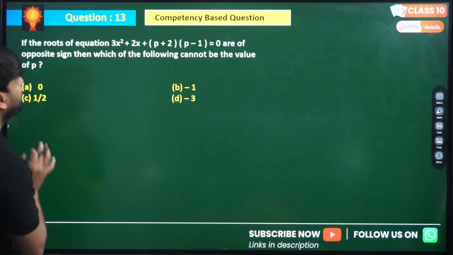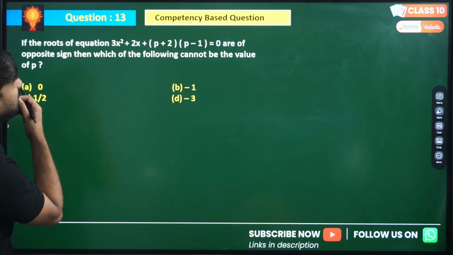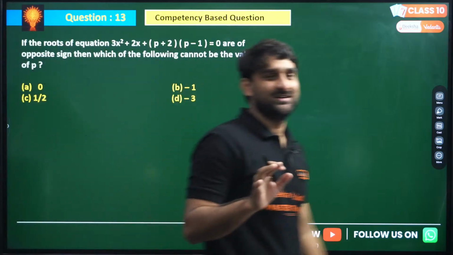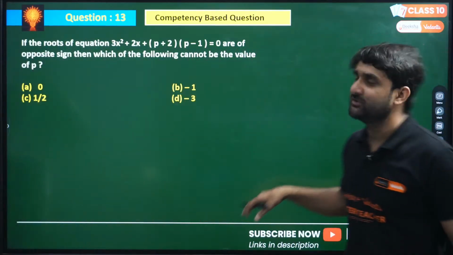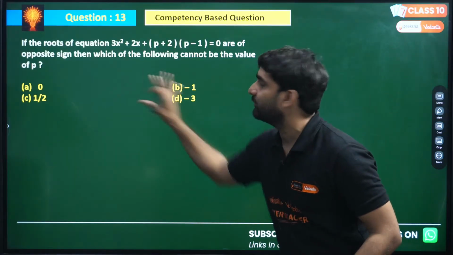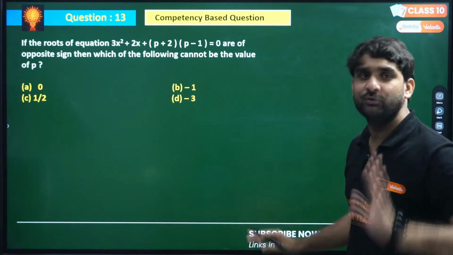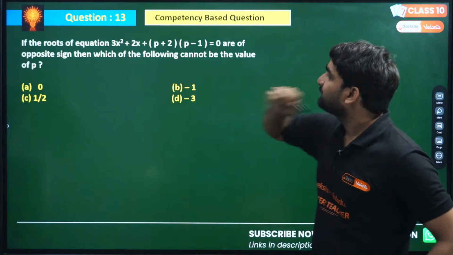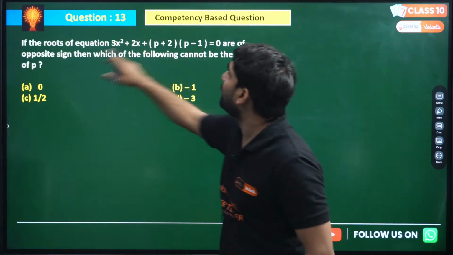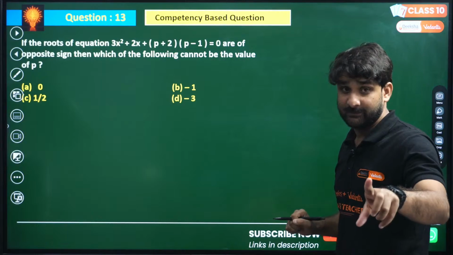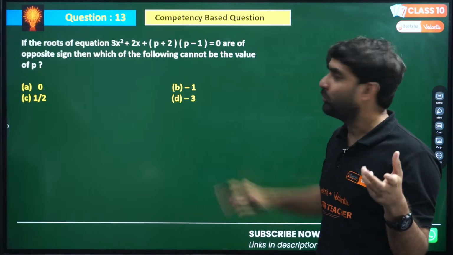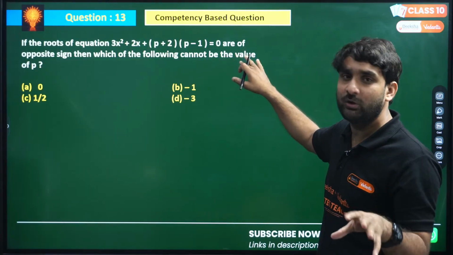If the roots of the equation 3x square plus 2x plus p plus 2 into p minus 1 are of opposite sign, it's a very conceptual question. I think no solution is required here. You can directly pick the correct answer from the options using a logical approach. So look, my dear champ, the two roots have opposite signs. Equality information is not given, either the roots are equal or not, but the signs are opposite.